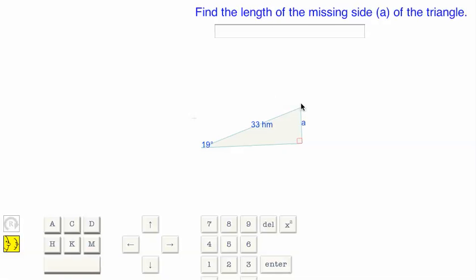This is a level 1 type question, and we want to find our missing side A. It says find the length of the missing side A of the triangle. It's a right angle triangle. We know the hypotenuse is 33 hectometers, and our angle right here is 19 degrees. So let's go and figure that out.